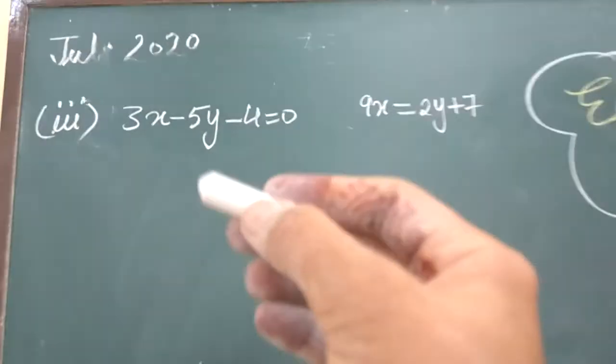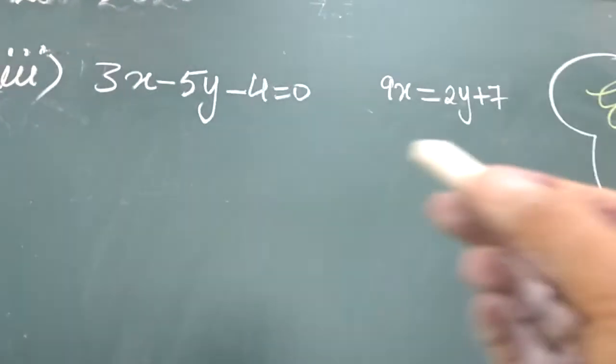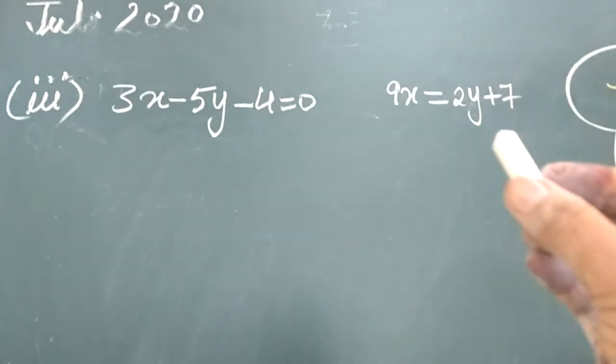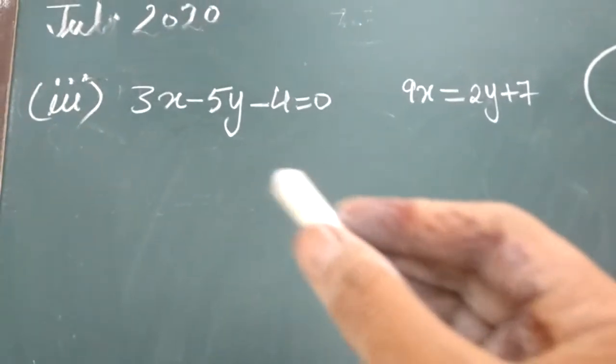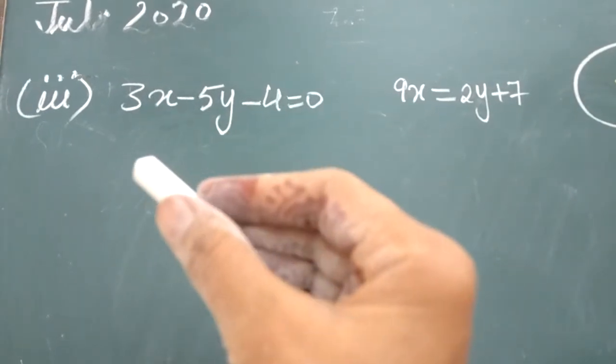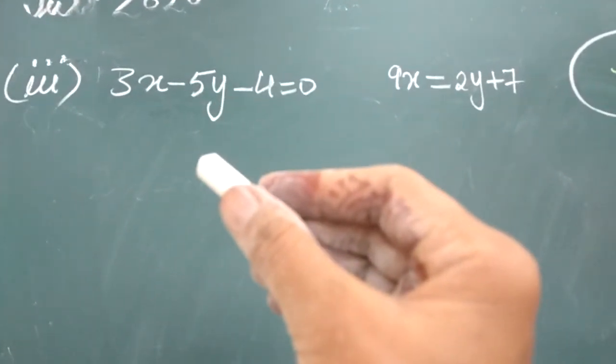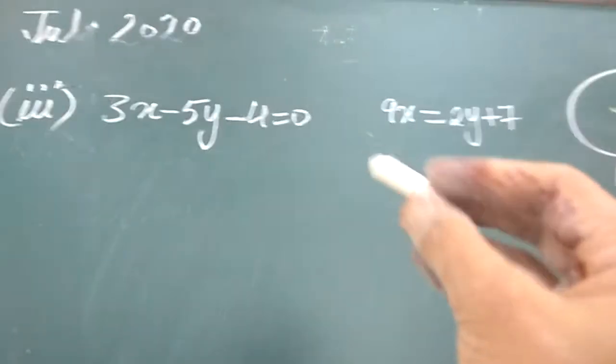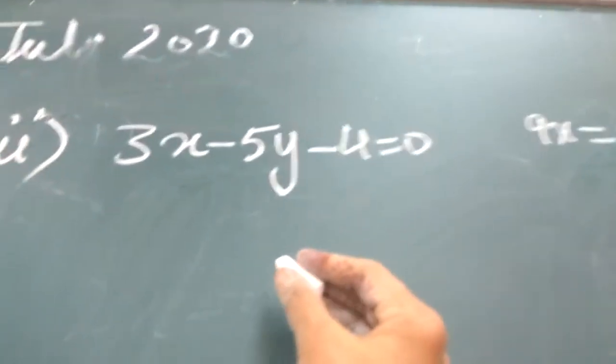Dear students, now in the third part, again two equations are given to you, but they are not written in the standard form. Standard form means the x should be at the left hand side, y should be at the left hand side, and the constant should be at the right hand side. So we will write it in proper standard form.